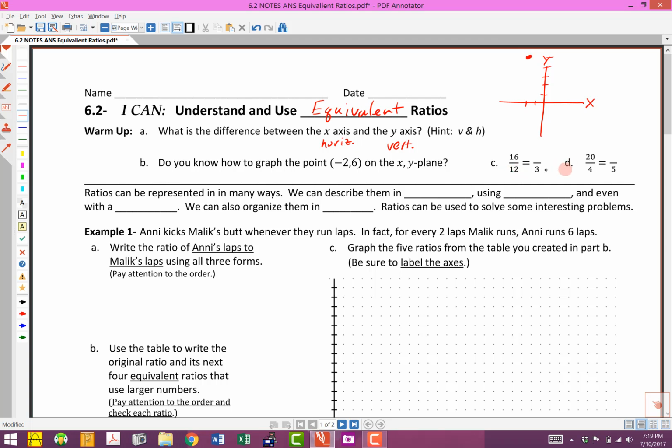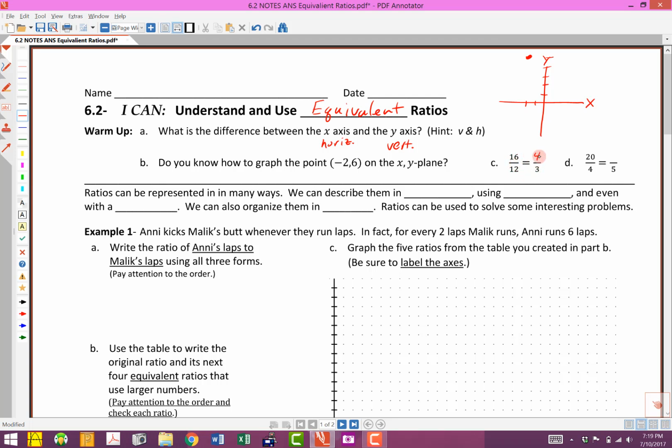And then for part C and D, it says, okay, if we start off with 16/12, that fraction, that ratio, that rate there, what would that be equal to? So let's take a look at this. 12 would turn into a 3. The way we turn a 12 into a 3 is we would divide by 4. So we're going to do the same thing here. We're going to take this and divide that by 4. So we get 4/3. Those would be equivalent fractions or equivalent ratios.